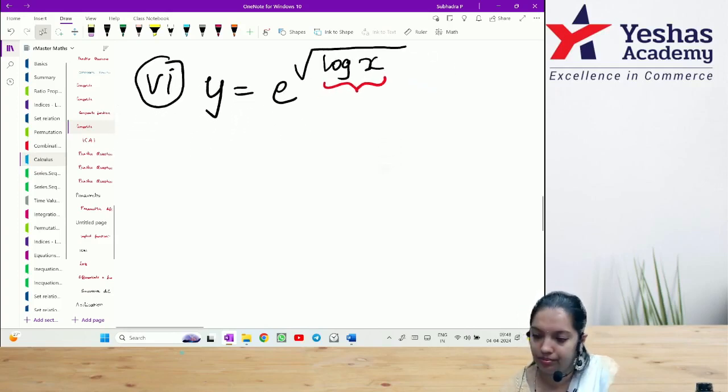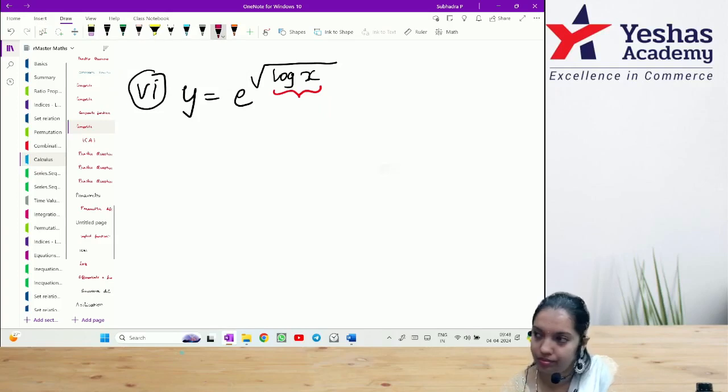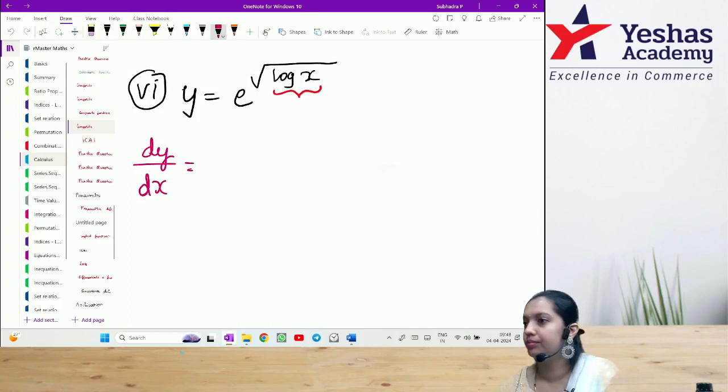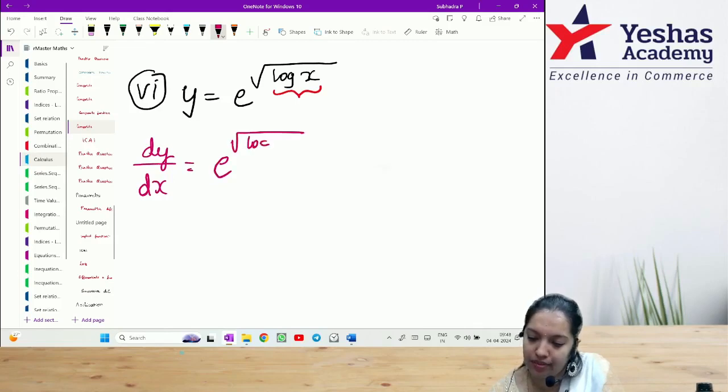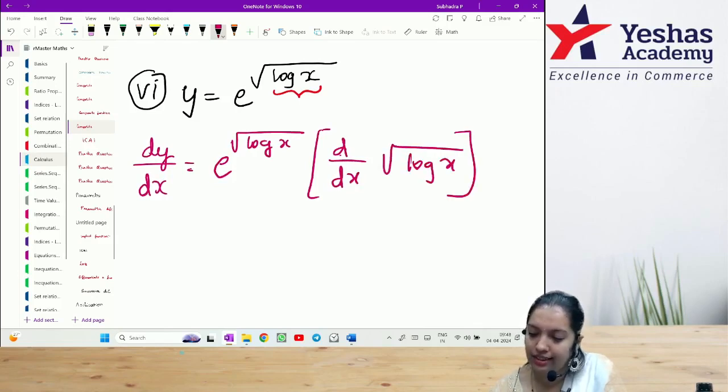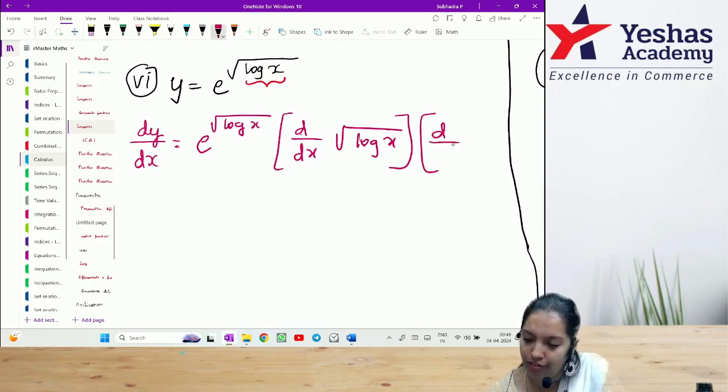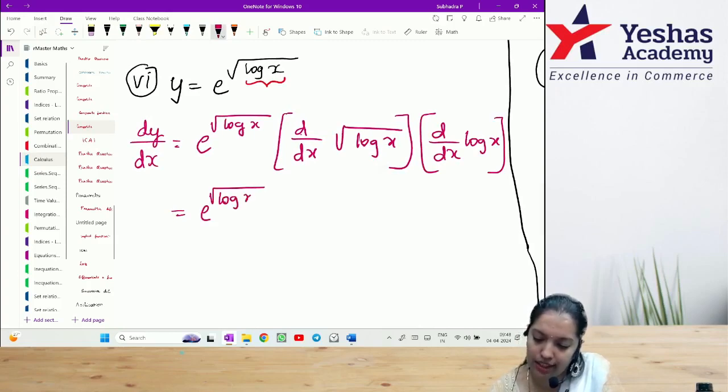I'll do it. First, it looks like e power x, so I'll apply that formula. Derivative of e power x is e power x. Next, it looks like derivative of root log x. Next, derivative of log x, which is e to the power root log x into, what is derivative of root x?